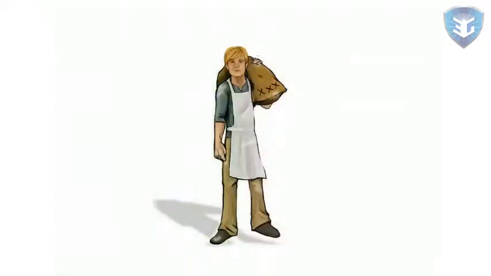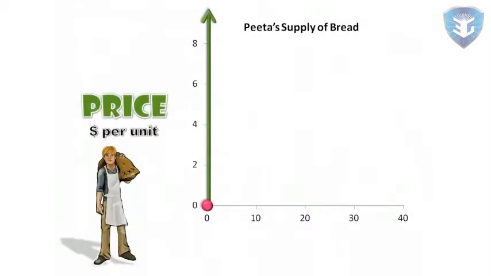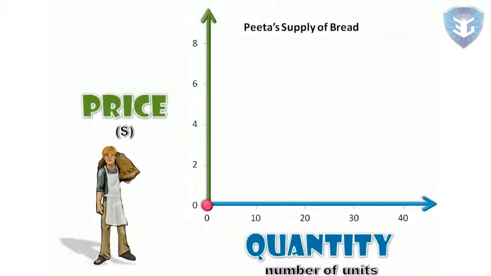This is Peeta the baker, and we'll be looking at his supply of bread. Let's assume, under ceteris paribus, that the cost of producing one loaf of bread is $1, and this does not change throughout the example. The vertical axis shows us the price, or the amount that consumers will pay for one loaf of bread. The horizontal axis shows us the quantity, or number of units, or loaves of bread that Peeta is able to supply. Let's say that he can sell one loaf of bread for $2.